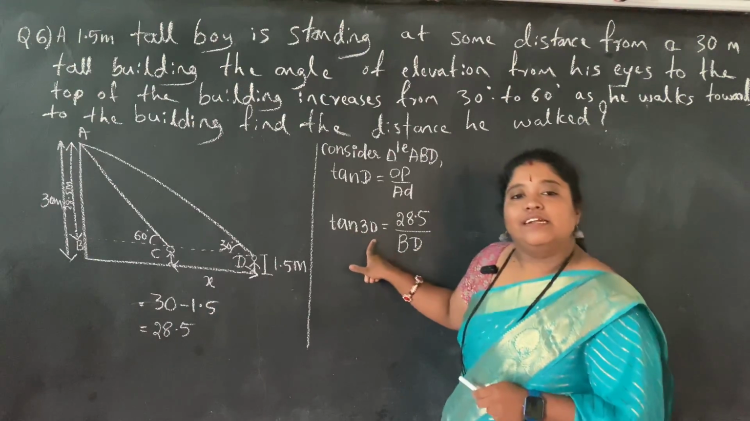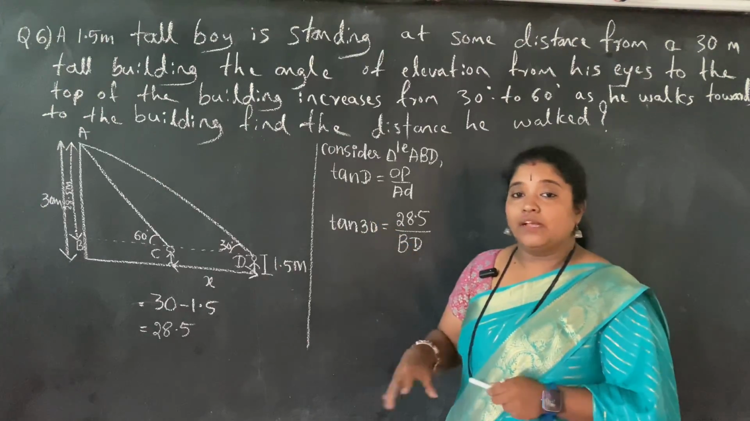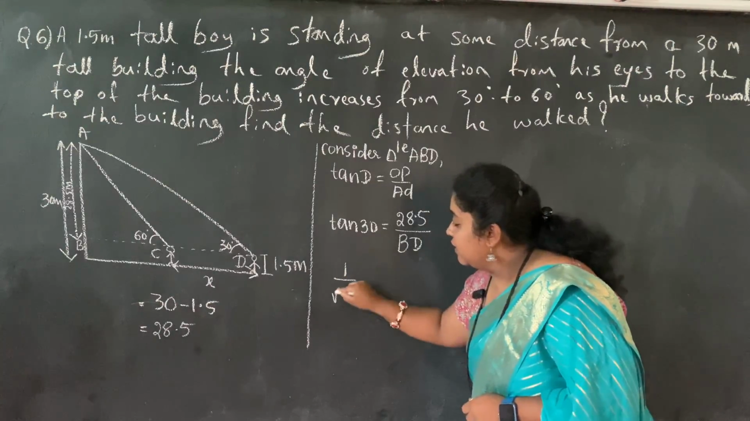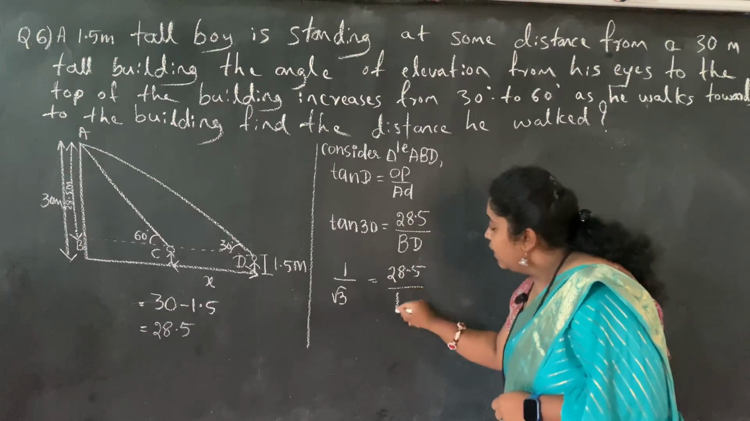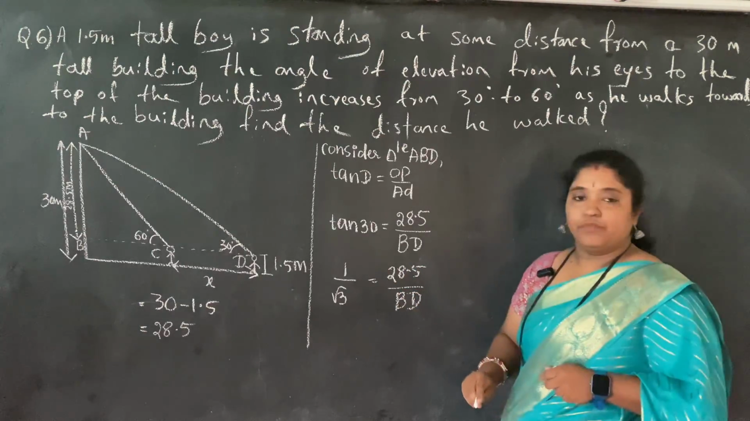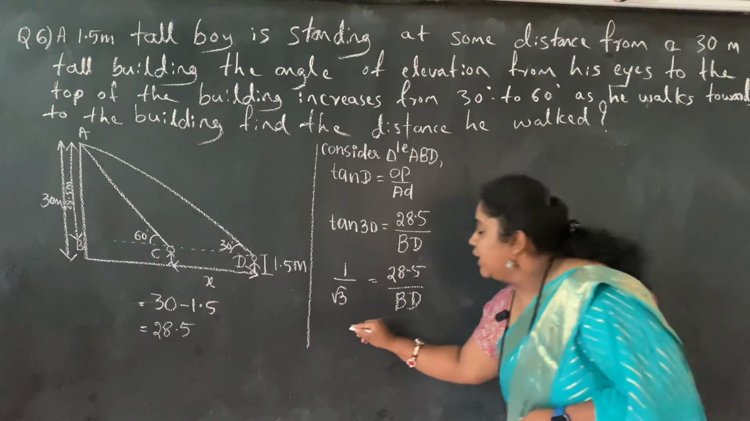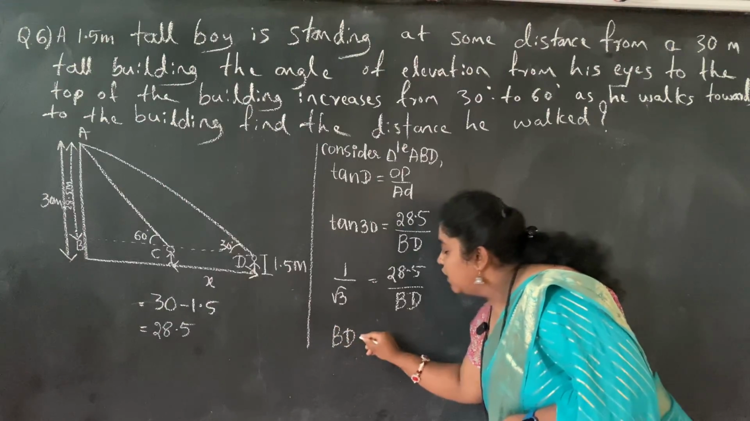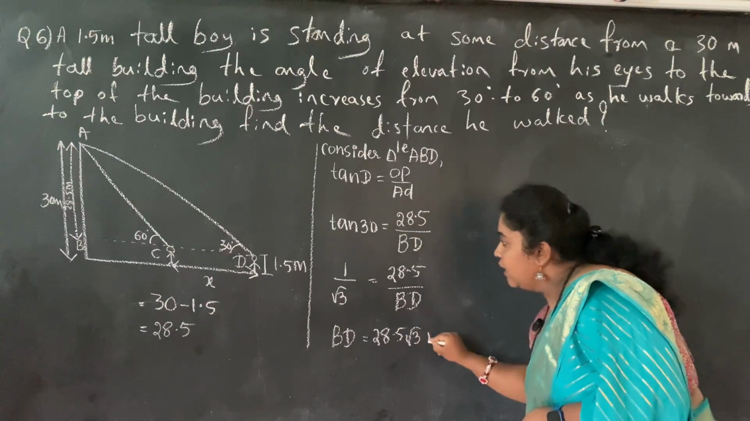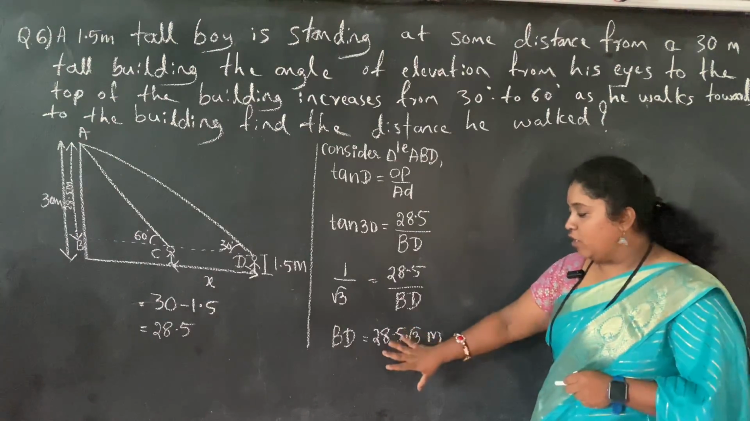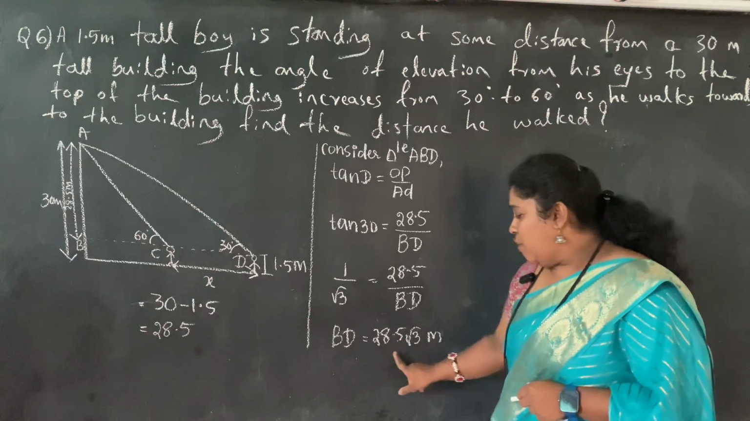Fine. What is the tan 30 value? 1 by root 3. Don't forget it. Try to remember it very quickly. So tan 30, which is 1 by root 3, is equal to 28.5 divided by BD. Bring this BD to this side, this root 3 to this side. So what will I have? BD is equal to 28.5 root 3 meter. So now I got BD as 28.5 root 3 meter. I can keep the answer like this because the denominator is 1.